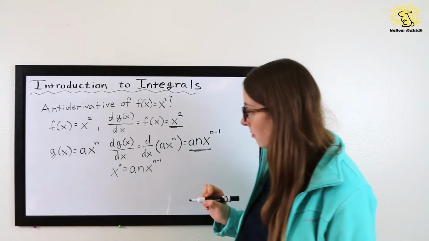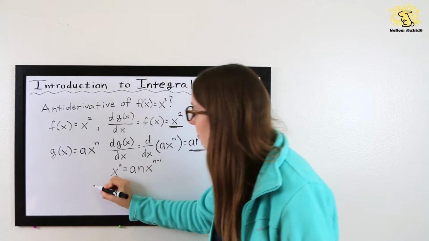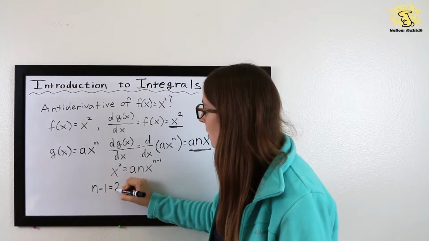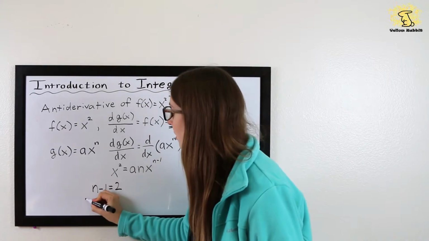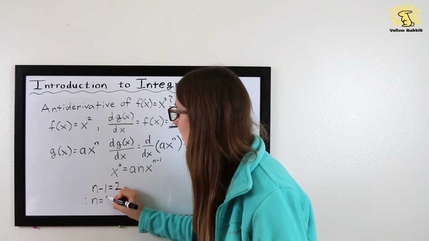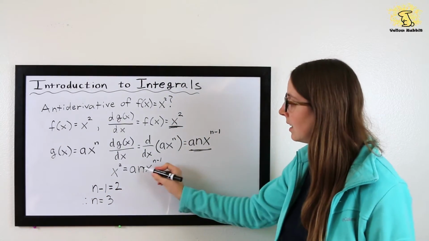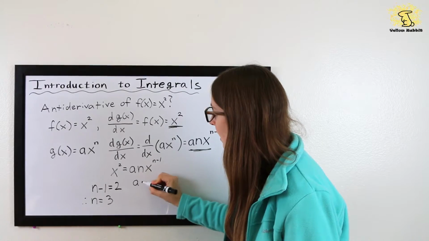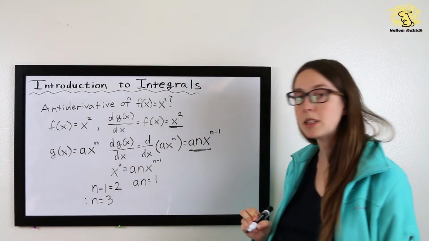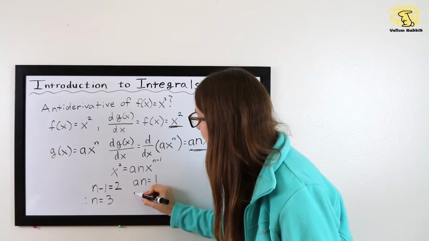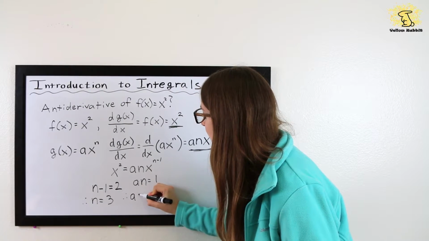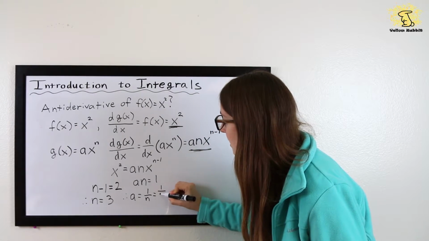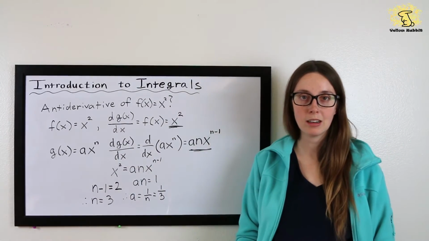I can solve for n relatively easily. I know that n minus 1, in order for this expression to be true, must be equal to 2. Therefore, n is equal to 3. Next unknown, that constant a. Well, for these two to be equivalent, a times n must be equal to 1. Therefore, a must be equal to 1 divided by n, and since I've already solved for n, it's 3. A must be equal to 1/3.